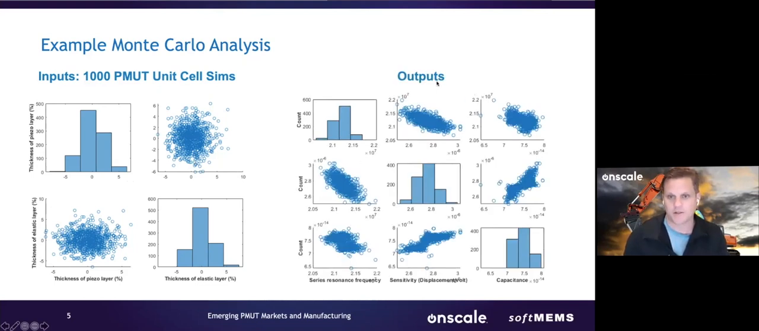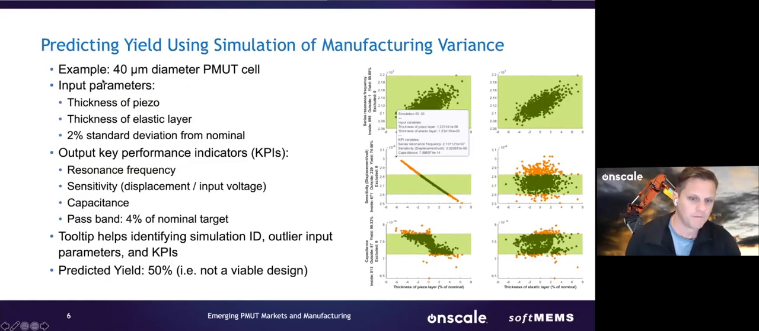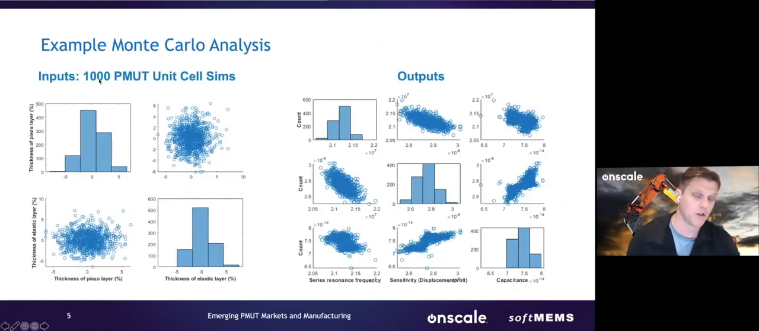Now, these are the outputs. This is what actually happens to your resonant frequency, to sensitivity, and to capacitance. So I like to think of this as, instead of going and actually manufacturing 1,000 different PMUT cells on a wafer, or actually creating a much, much larger physical population of devices and then testing them all, instead just simulate a population of devices and see what the impact is to your KPIs.